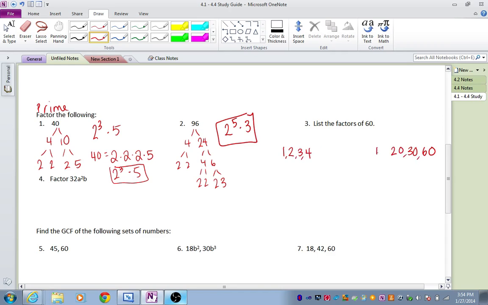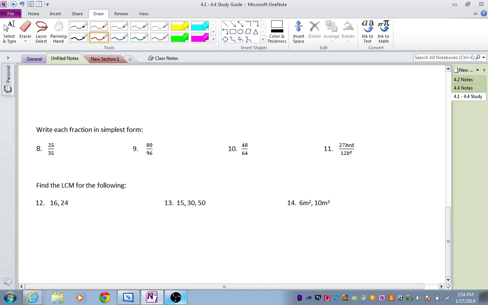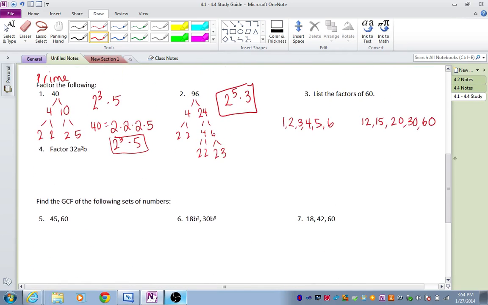4 goes into 60, and that's 4 times 15. 5 goes in, and that's 5 times 12. 6, oops, I jumped. 6 and 10 are paired up, and then in between that 7, 8, and 9, none of those numbers go into 60. 10 would be the next one, so we know that we have our entire list.